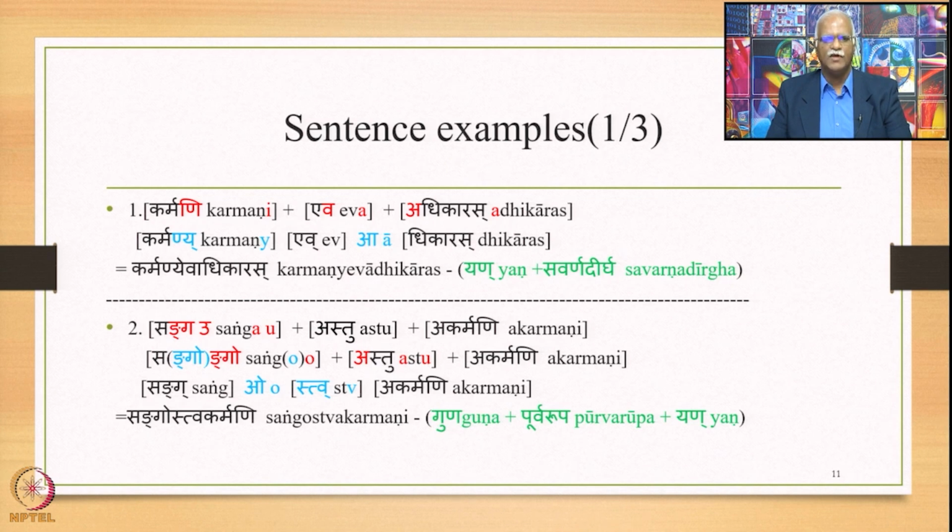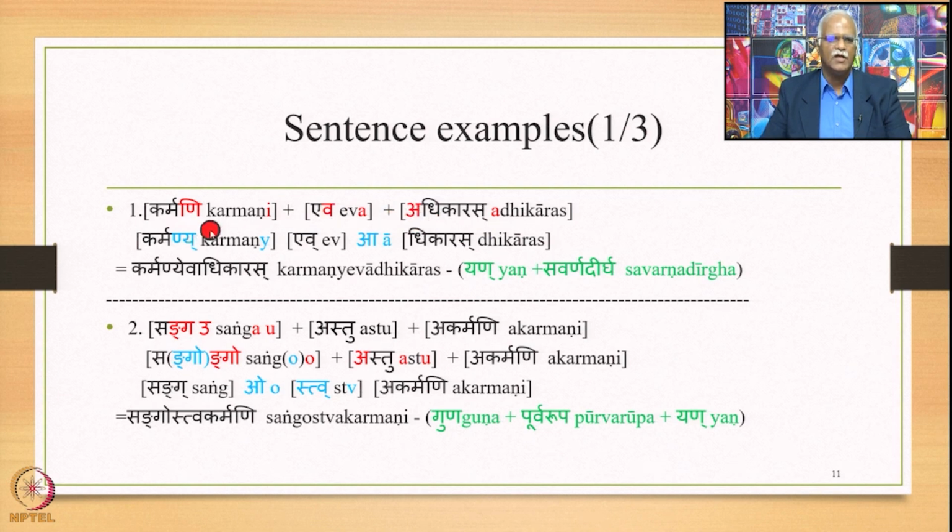So this example we have already taken at the beginning. Let us take it once again. Karmanyevadhikaraste. This is the verse. And here we have 3 words: Karmani, Eva and Adhikaras. 3 words are uttered in Samhita mode, are in close proximity.